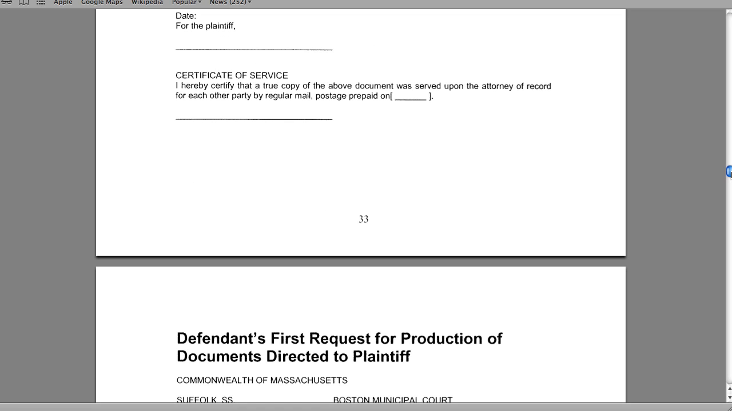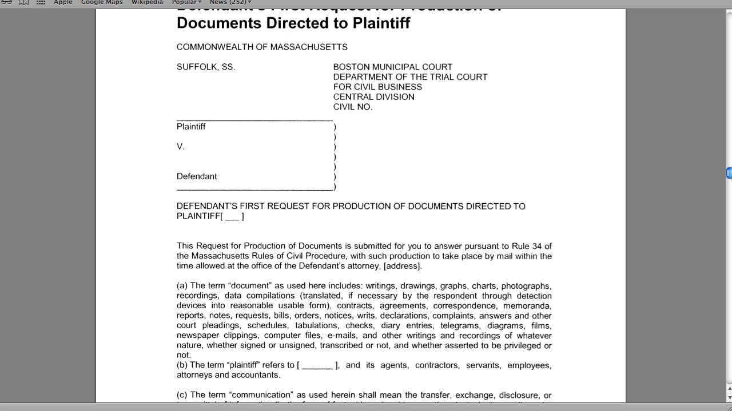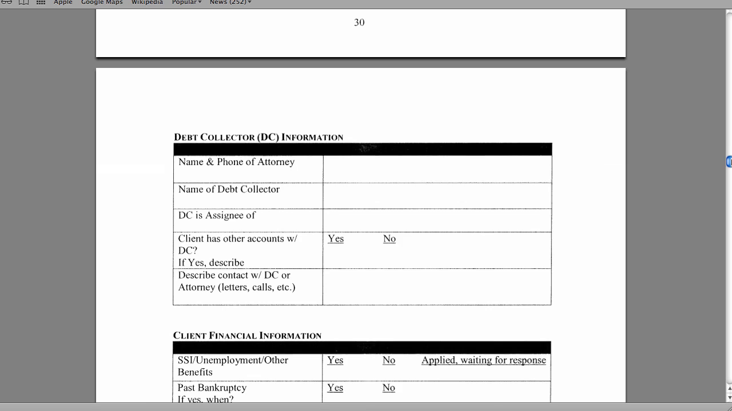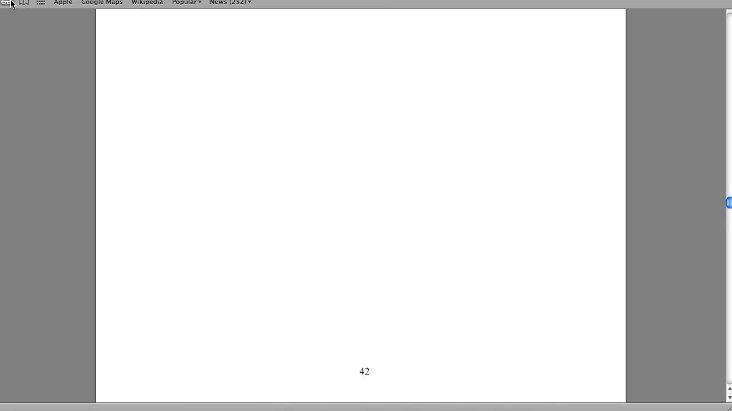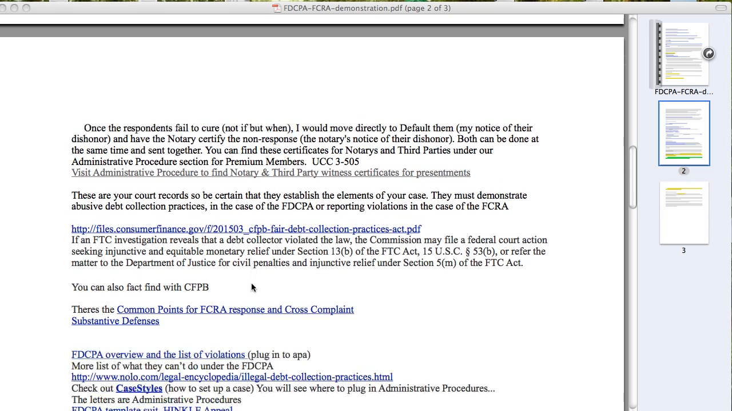So if a creditor, credit card company, or debt collector is filing a case against you, then you want to go through these things, help yourself learn how to answer these bad boys. So it's just another reference in here.